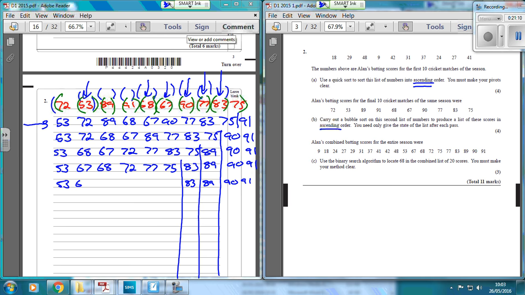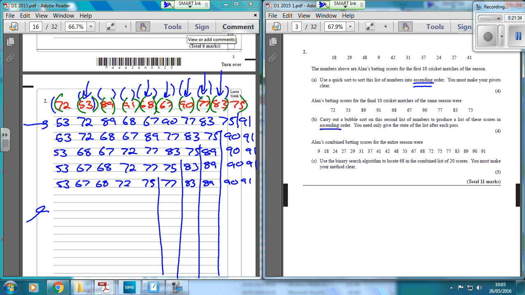53 and 67 don't. 67 and 68 don't. 68 and 72 don't. 72 and 77 don't. 77 and 75 do. Now if you have a quick look, we can see that they are in the correct order, but we don't leave it there. Because imagine if this is a computer system, the computer system won't automatically recognize that they're in the correct order.